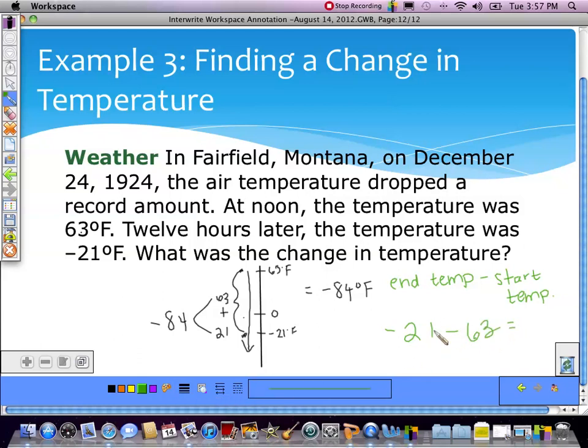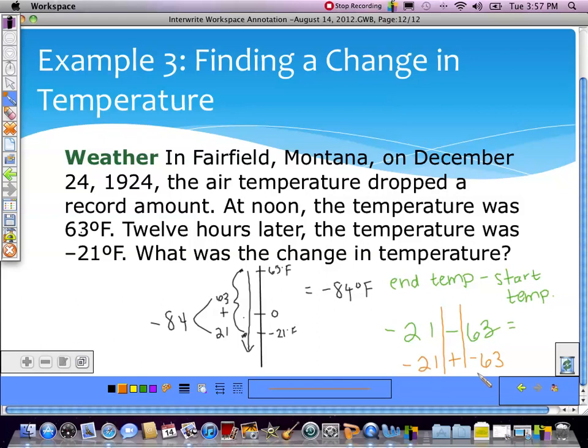Alright, I can see that I'm subtracting integers because of my subtraction sign in the middle. So I'm going to go ahead and use the vertical line model, and we're going to keep the first number the same, change the subtraction to addition, and change the second number to its opposite. This is called adding the opposite.